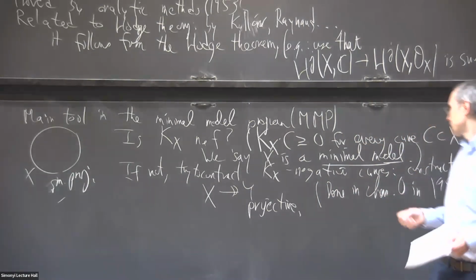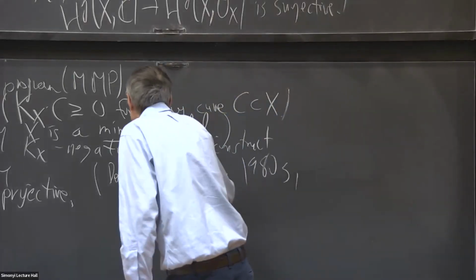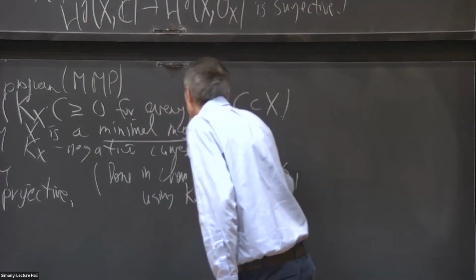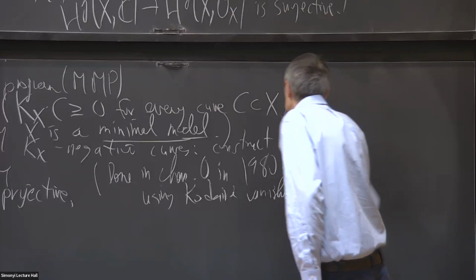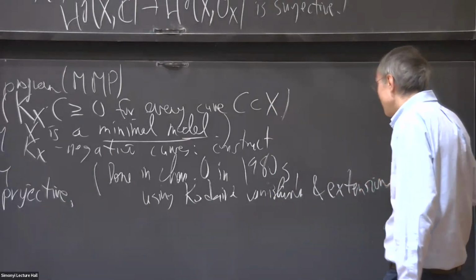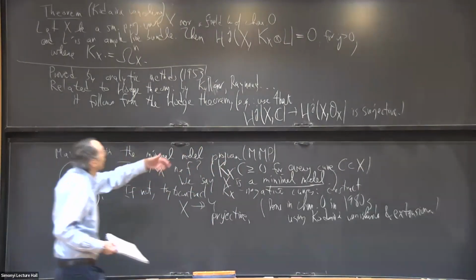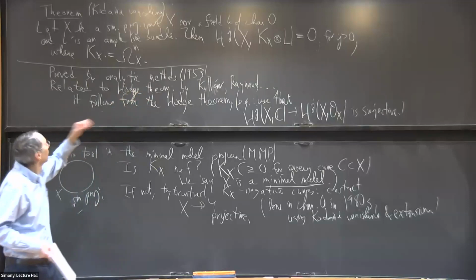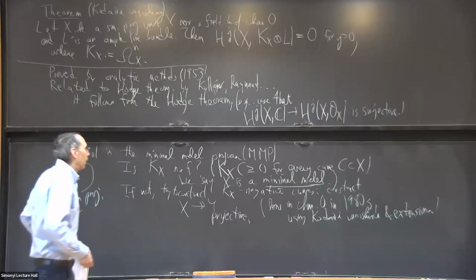By Kawamata, Shokurov, and others, and they fundamentally use Kodaira vanishing and extensions of that. So there are many more vanishing theorems that are useful, like the Cohen-Macaulay vanishing theorem, but that, for example, is a consequence of Kodaira vanishing. So everything kind of goes back to Kodaira vanishing.